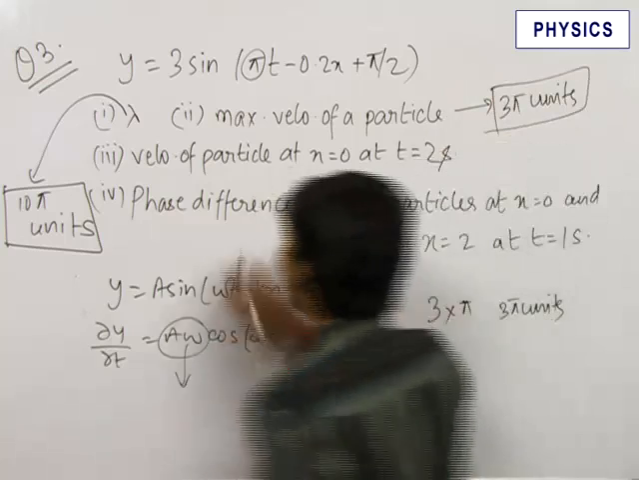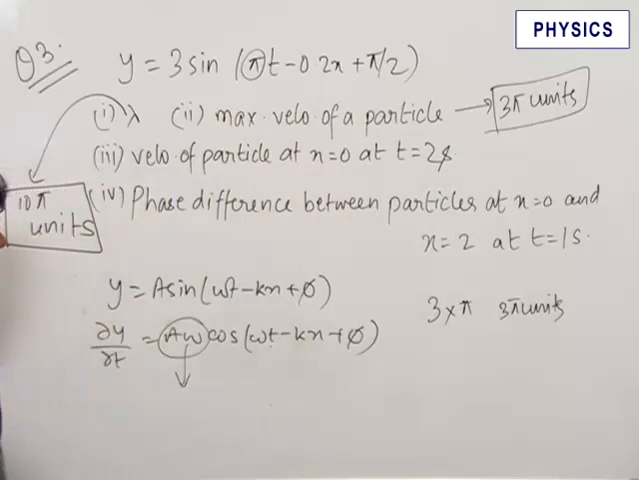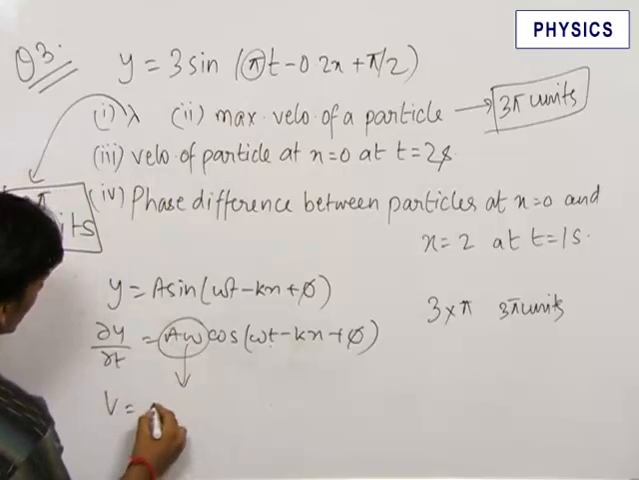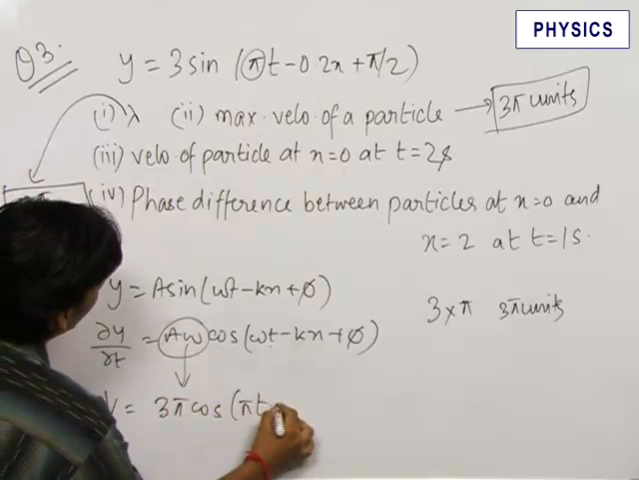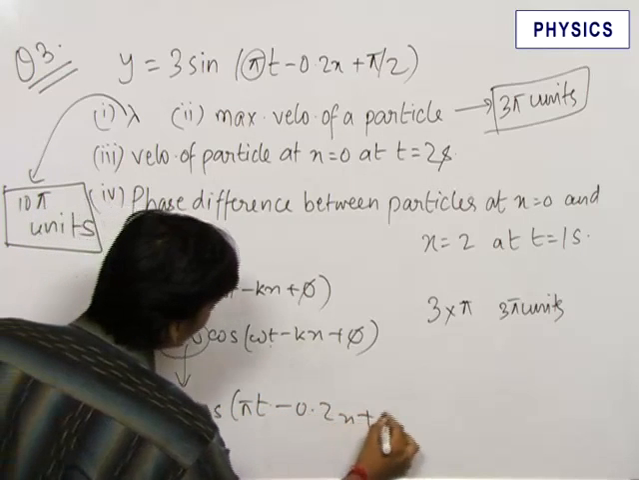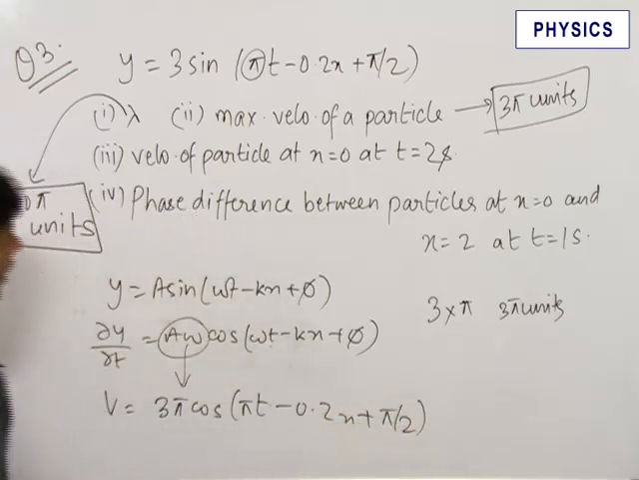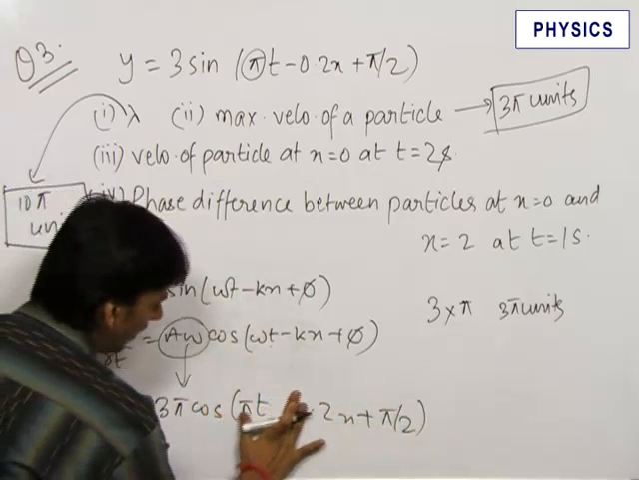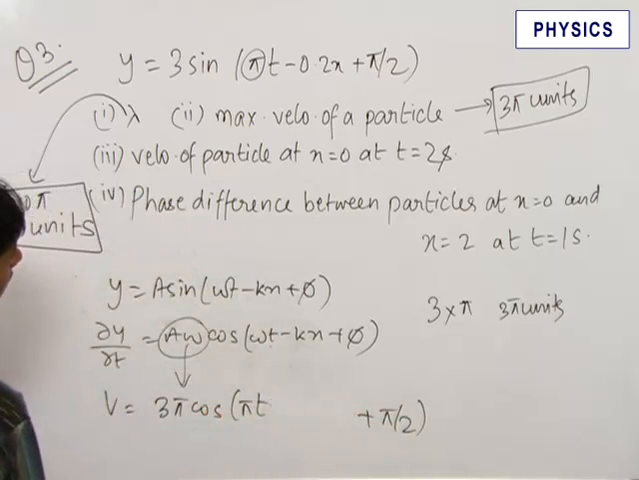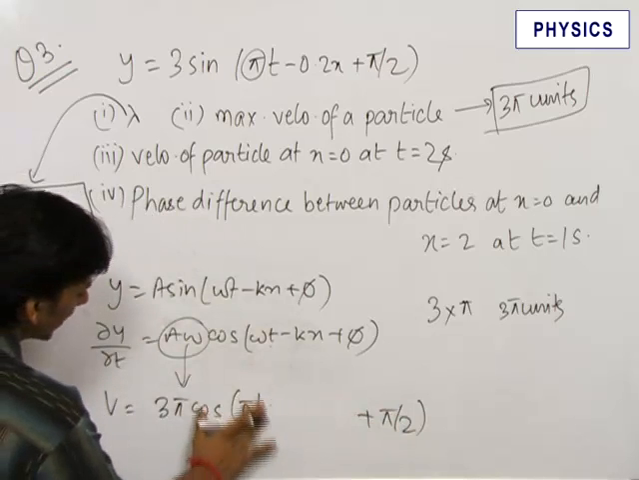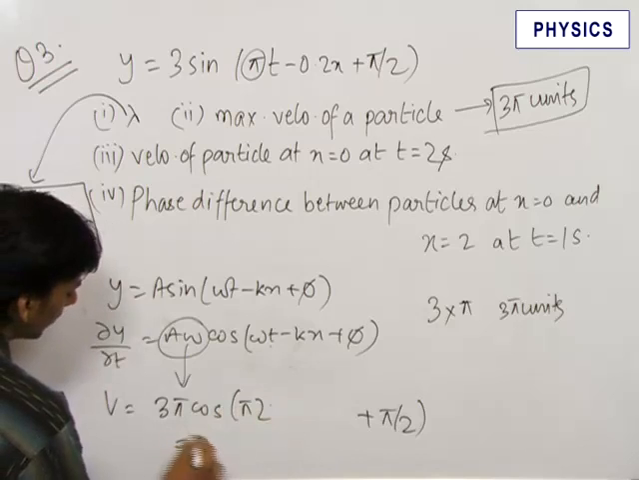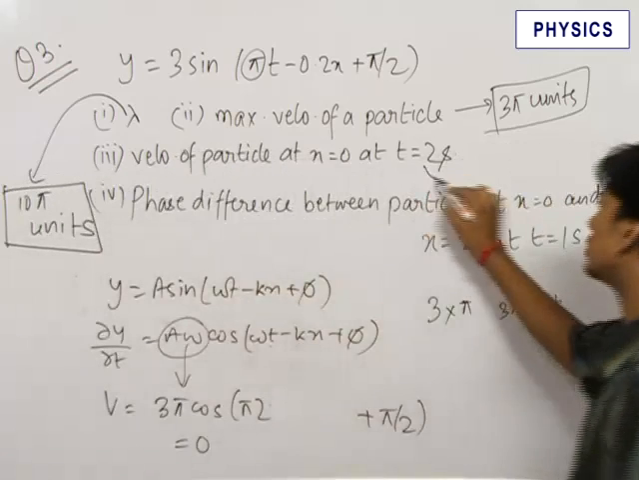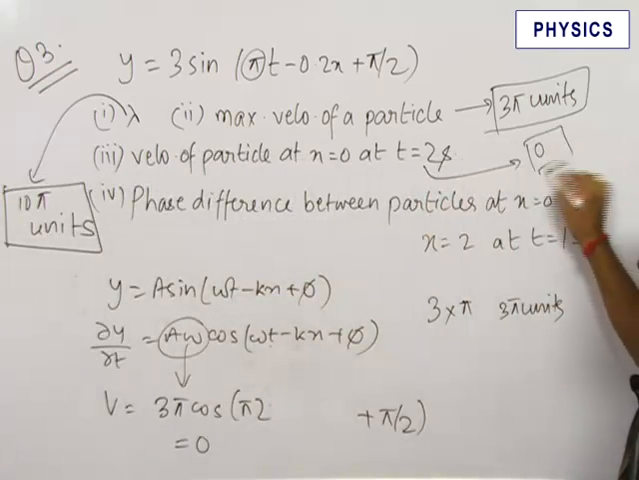Now, for the third part, we need to find out the velocity of particle at x is equal to 0 at t is equal to 2 seconds. So, for that, we directly write the equation of velocity using this equation. This is equal to 3 pi cos of pi t minus 0.2x plus pi by 2. Now, for x is equal to 0, this term will go away and we have t is equal to 2 seconds. For t is equal to 2 seconds, this becomes 2 pi. Therefore, this becomes cos of 2 pi plus pi by 2, that is equal to 0. Therefore, the velocity of particle at x is equal to 0 at t is equal to 2 seconds is 0.